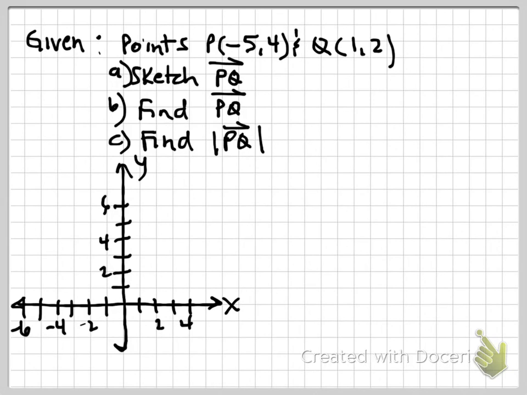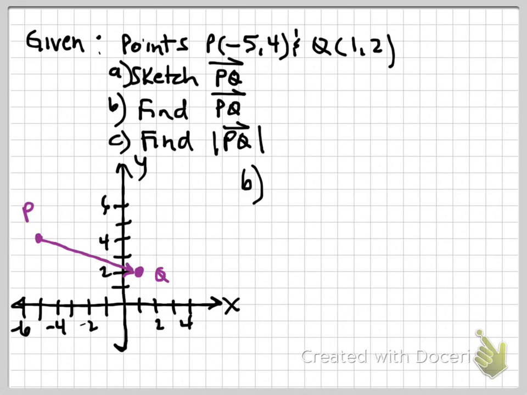So I'm going to graph P, which is at negative 5, 4. So here's my P. Q is at 1, 2. And what I do is, that's a terrible line, I start at P and my arrow is at Q. Okay? So that's part A, done. To find the second piece, which is actually how do you get from P to Q?